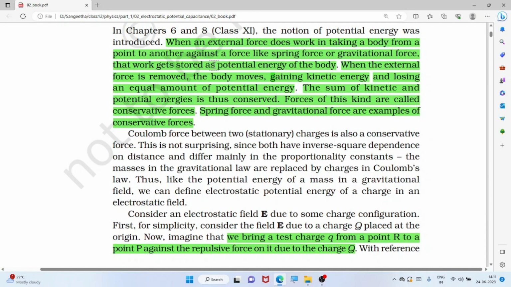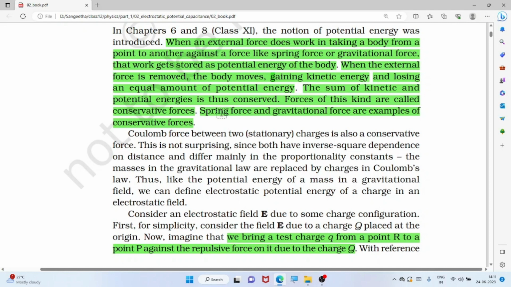When an external force does work in taking a body from one point to another against a force like a spring force or gravitational force, that work gets stored as potential energy of the body. So when the external force is removed, the body moves, gaining kinetic energy. That is, it is converting that potential energy into kinetic energy and losing an equal amount of potential energy. The sum of kinetic and potential energies is thus conserved.